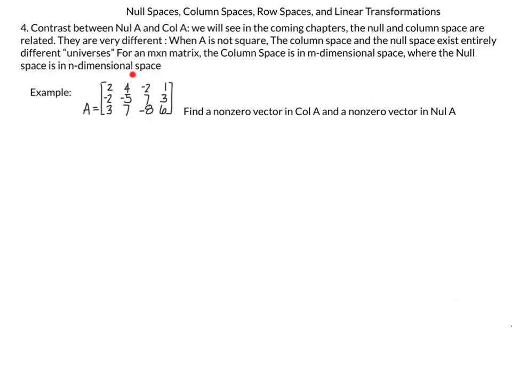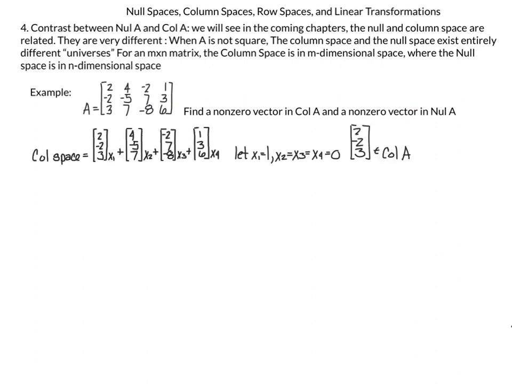Our next example is: given the matrix A with column vectors (2, -2, 3), (4, -5, 7), (-2, 7, -8), (1, 3, 6), find a non-zero vector in the column space of A and a non-zero vector in the null space of A. The column space is pretty straightforward. It's just linear combinations of the column vectors.